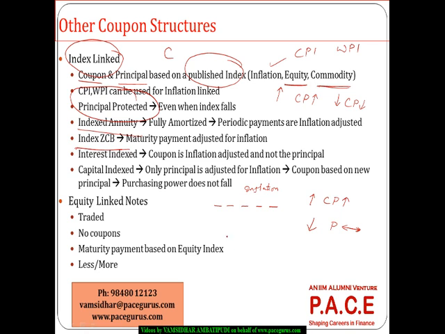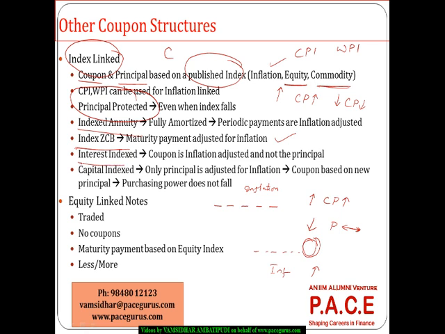Whereas in some cases there could be an indexed zero coupon bond wherein the maturity amount is adjusted for inflation. So if the inflation is higher, the maturity amount will go up. If inflation is lower, the maturity amount will go down. So those are the indexed zero coupon bonds.